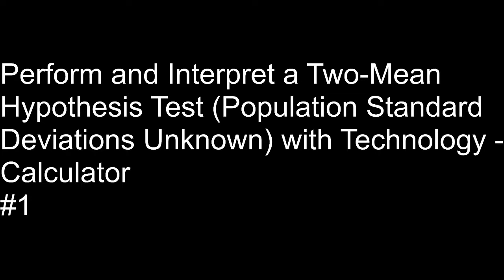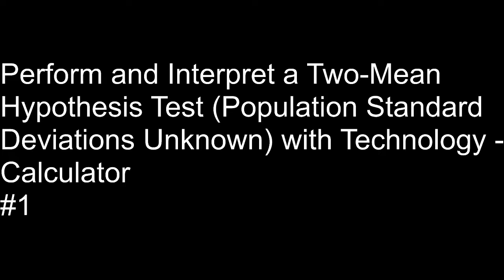This video is on the objective: perform and interpret a two-mean hypothesis test where the population standard deviations are unknown. So you're going to be using the Student's t distribution here with technology. This is performing a two-mean hypothesis test with your calculator. I have the TI-84 Plus Silver Edition on my computer here. If you have a TI-83 or 84, they're very similar.